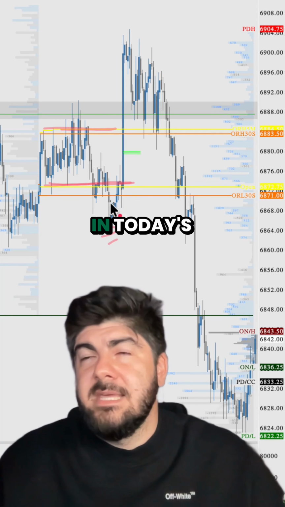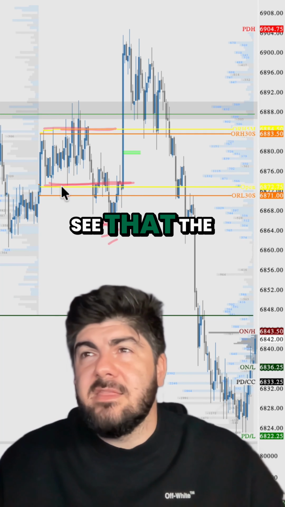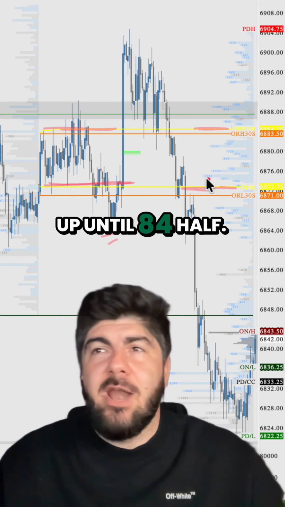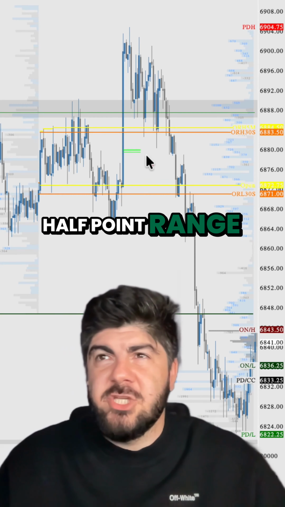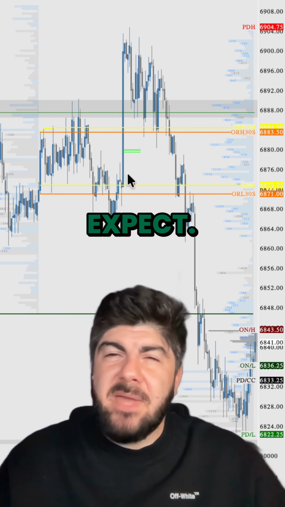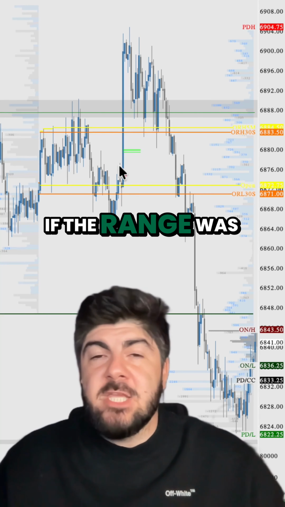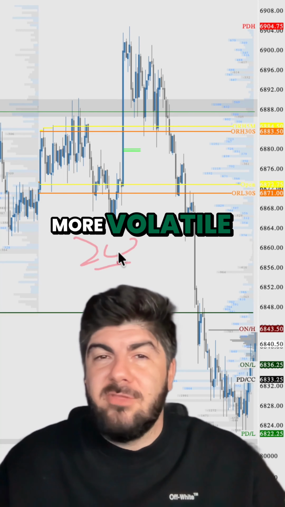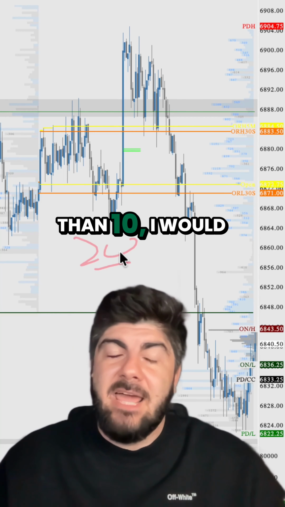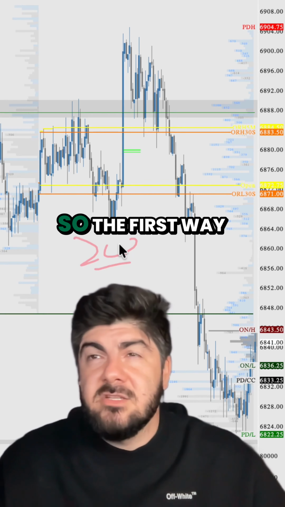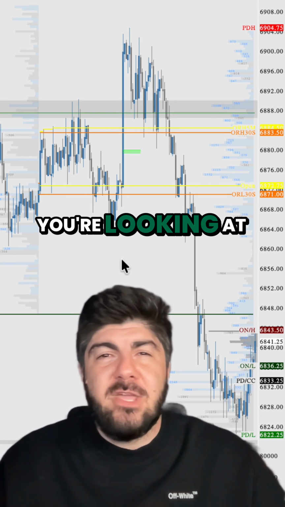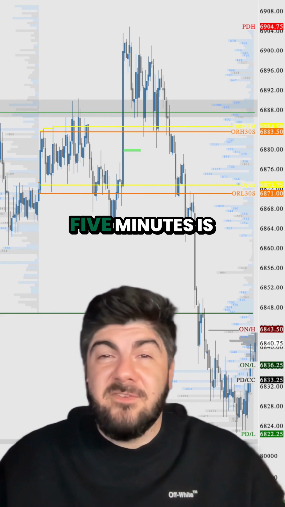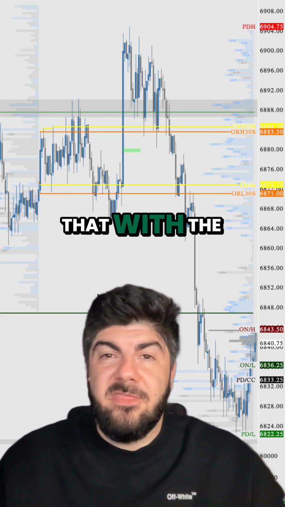So how do I use it? In today's example right here, you could see that the opening range was from 72 3/4 up until 84 1/2. That's a 12.5 point range, and it's not as wide as you would expect. It's right around the average. If the range was to be greater, say 20 points or more, I would expect to have a more volatile day. And if it's something less than 10, I would expect to have more of a consolidation day. So the first way to use it is to find out if you're looking at a volatility or a contraction type of trading session. And the first 5 minutes is usually pretty indicative of that with the 5 OR.